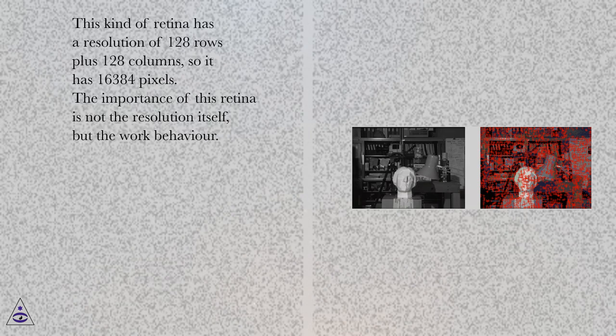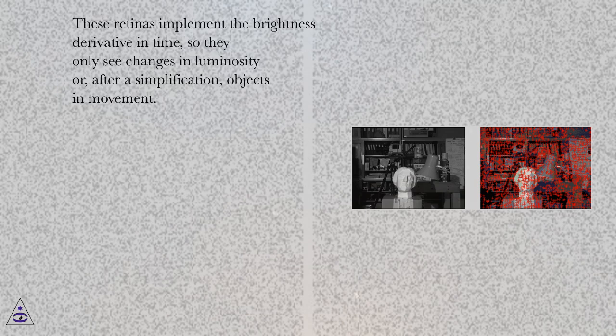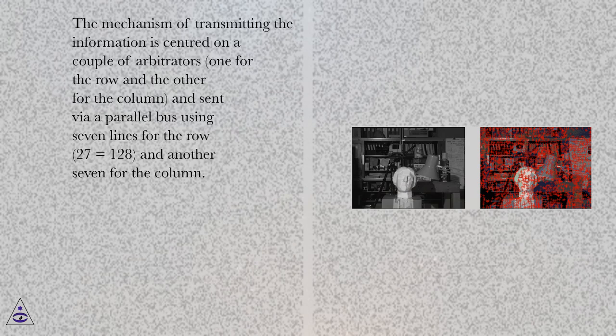The importance of this retina is not the resolution itself, but the working behavior. These retinas implement the brightness derivative in time, so they only see changes in luminosity or, after a simplification, objects in movement. The mechanism of transmitting the information is centered on a couple of arbitrators, one for the row and the other for the column, and sent via a parallel bus using 7 lines for the row, 2^7 equals 128, and another 7 for the column.